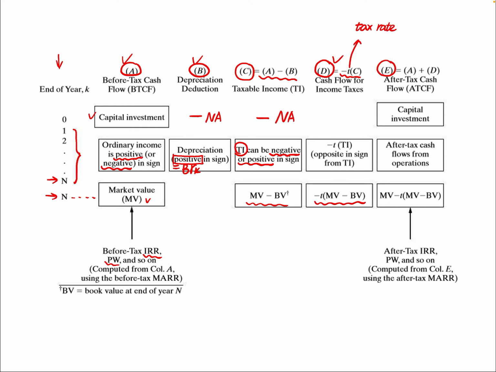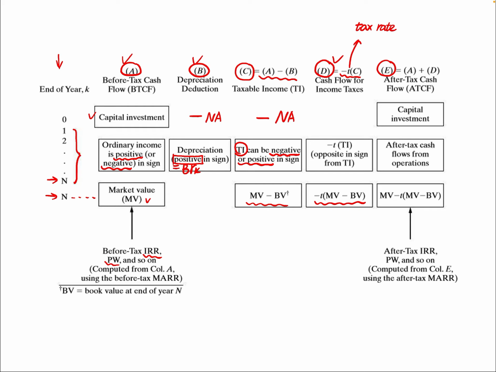Okay, and then the very last column is the after-tax cash flow column, which is the sum of whatever you have in column A plus whatever you got in column D. So for the first row, you just copy the capital investment. And don't forget about the capital investment: the sign is negative.